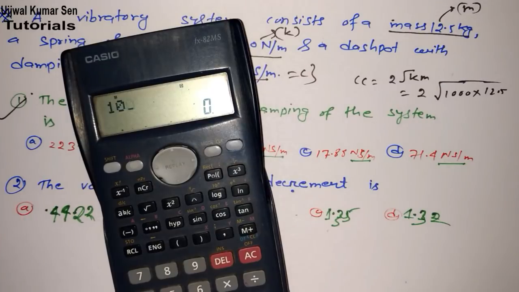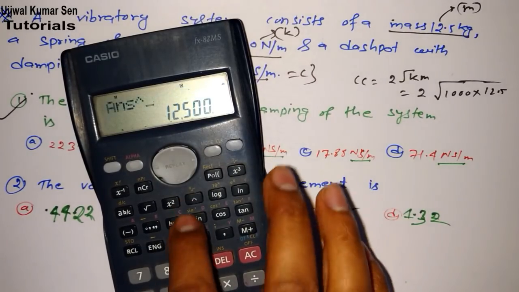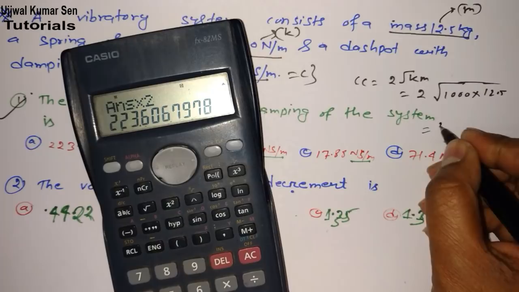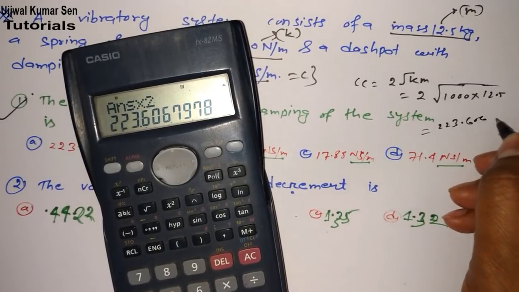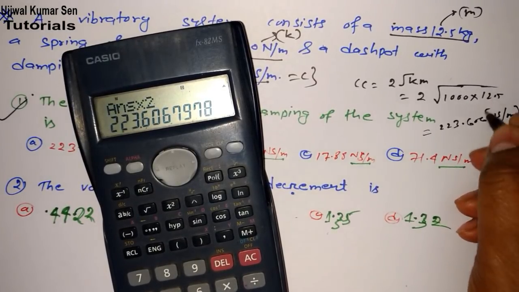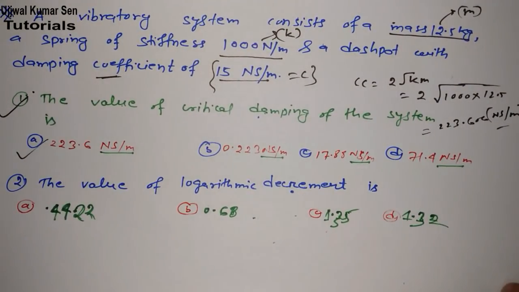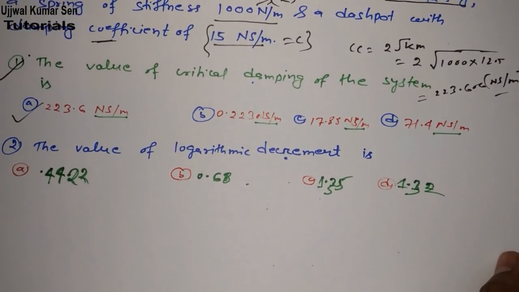So k is 1000 times 12.5. Yeah, we got this one. We have to find its root. Then we multiply by 2. So the value we are getting is 223.606 Newton second per meter. So can you tell which one is the right answer? Yes, option A is the right answer for this question, right?